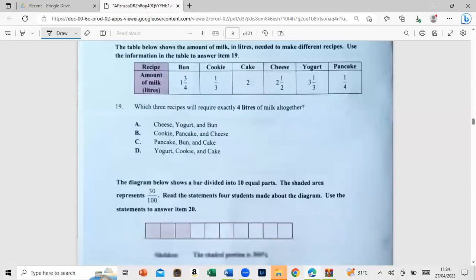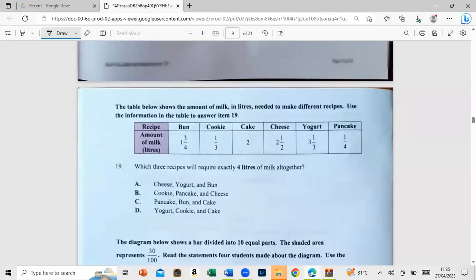All right, the table shows the amount of milk in liters needed to make different recipes. Use this information in the table to answer item 19. So we say bun, cookie, and so on. What recipe will require 4 liters of milk altogether? 4 liters of milk. I don't see any milk there. I have bun, cookie, cake, cheese, yogurt, pancake. Which recipe requires exactly 4 liters of milk altogether? I'm not getting the question. Let me see if I missed some.